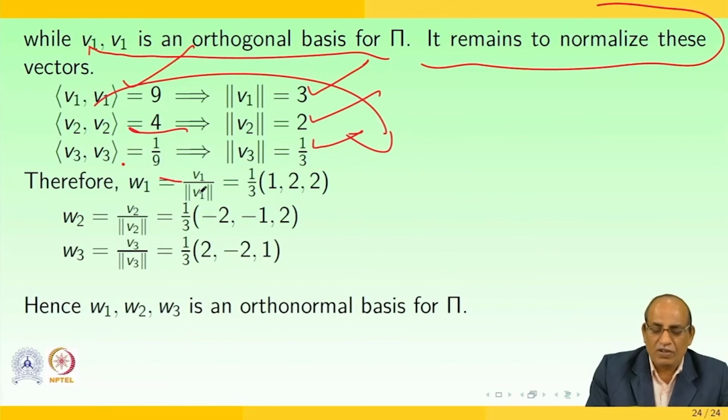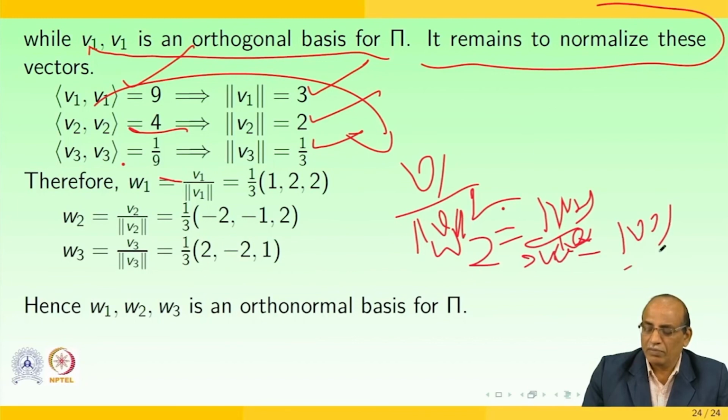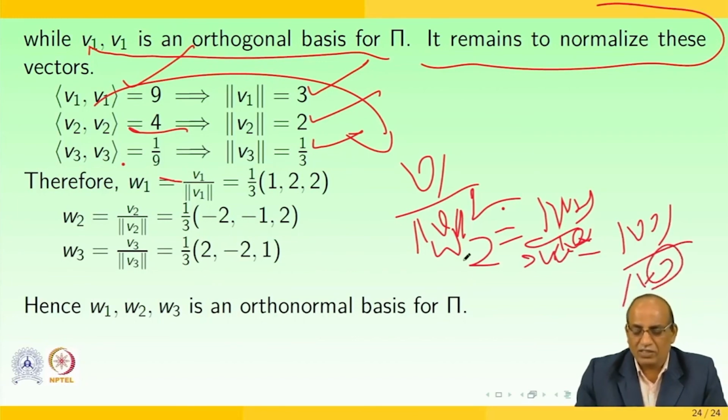Therefore W1 is equal to V1 upon the norm of V1. Similarly, W2 is equal to V2 upon the norm of V2, and W3 is equal to V3 upon the norm of V3. So we can compute the orthonormal basis for any set of vectors.